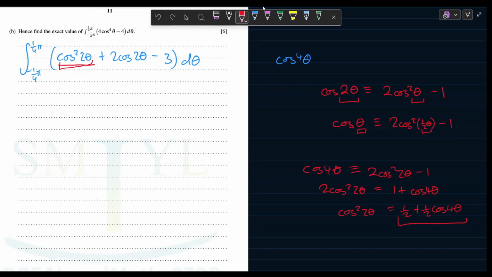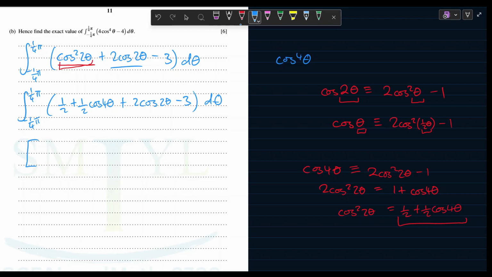So this becomes the integral from negative a quarter pi to a quarter pi of, that's going to be cos squared 2 theta, so that's half plus half cos 4 theta plus our 2 cos 2 theta minus 3. And this is all with respect to theta. Now we can go ahead and integrate.